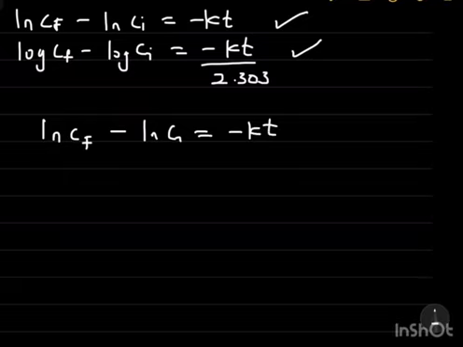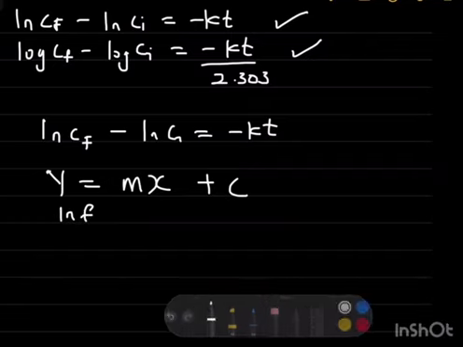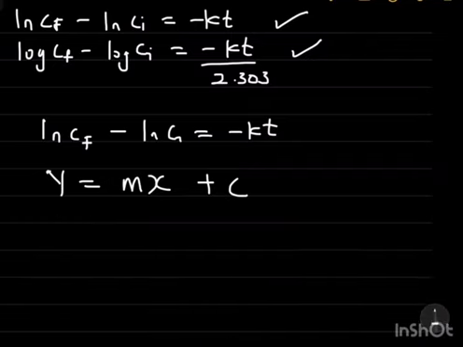In this form now, if we want to represent it in a graphical form, it means we have to rewrite this rate law to look like the equation of a straight line, y equals mx plus c. In that sense, we have to write it this way: ln C final equals minus kt plus ln C initial.